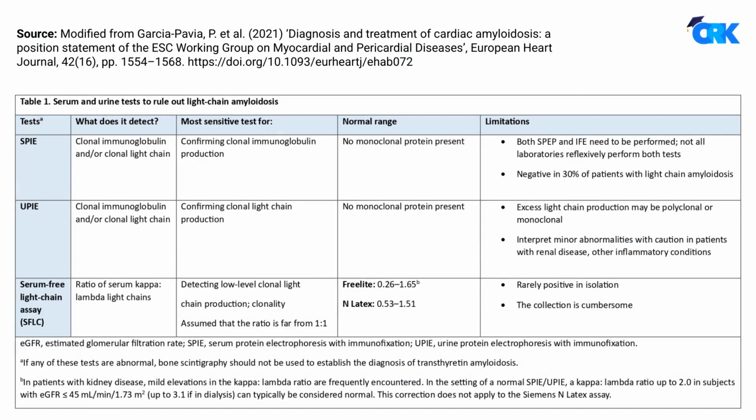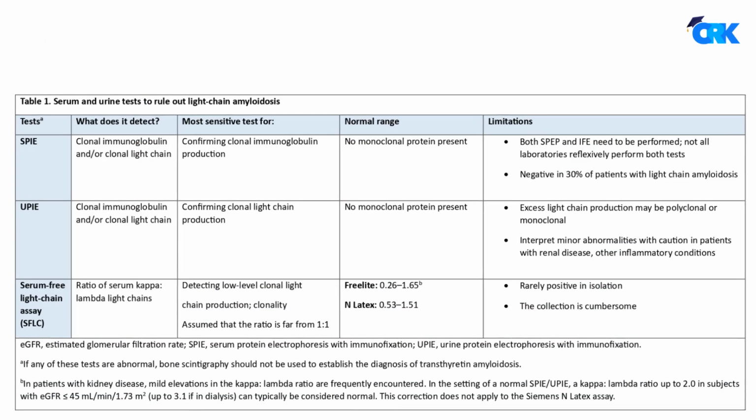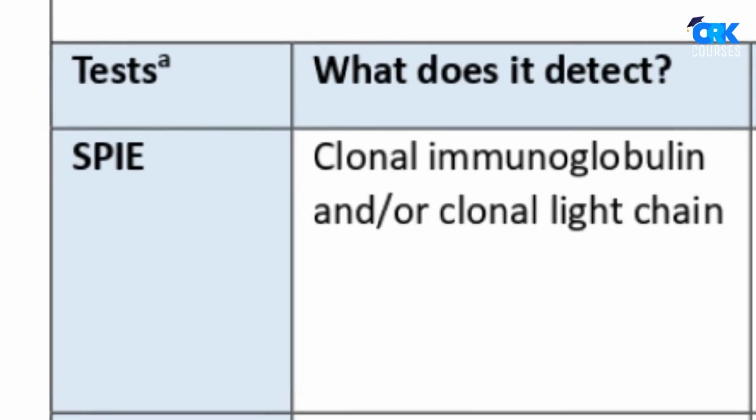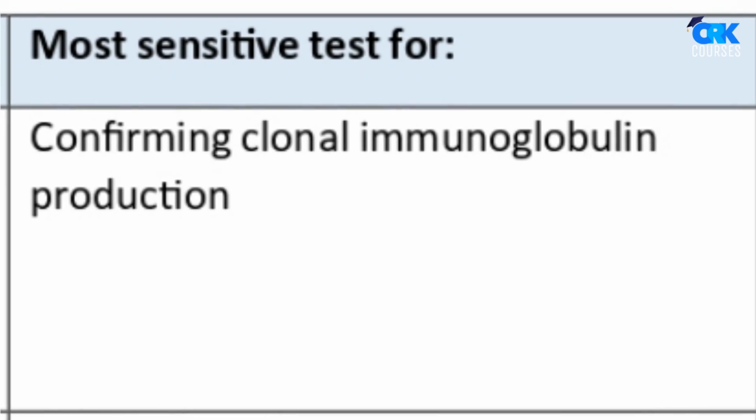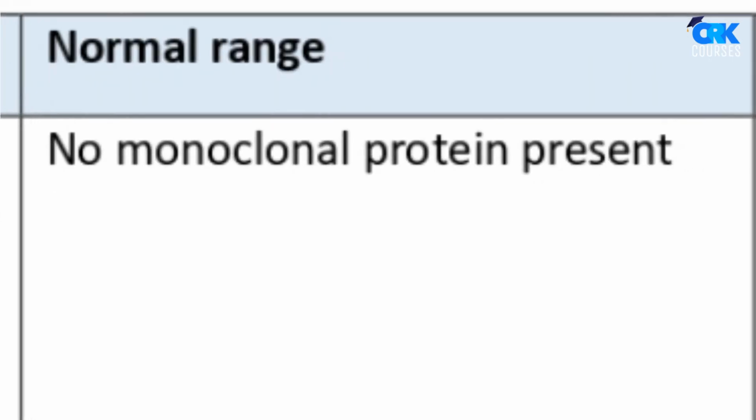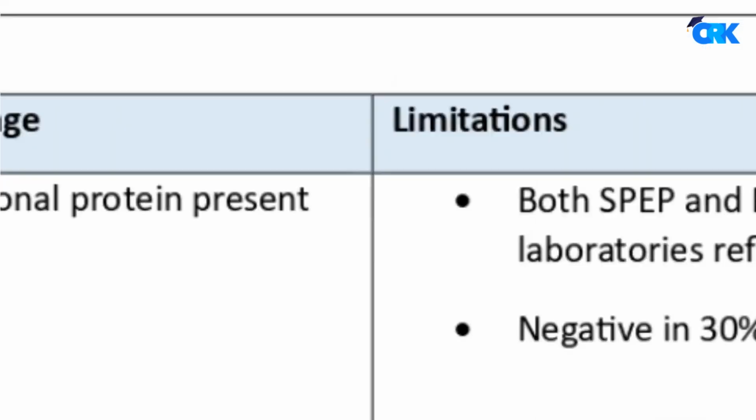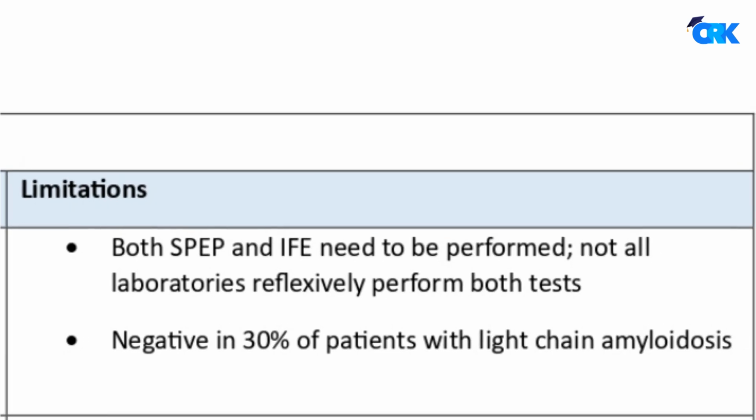1. SPIE, serum protein electrophoresis with immunofixation. What it detects: clonal immunoglobulins or clonal light chains. Primary diagnostic value: confirming monoclonal immunoglobulin production. Normal result: no monoclonal protein present. Limitations: both serum protein electrophoresis and immunofixation must be performed. Not all labs do this by default. Up to 30% of patients with AL amyloidosis may have false negative results.